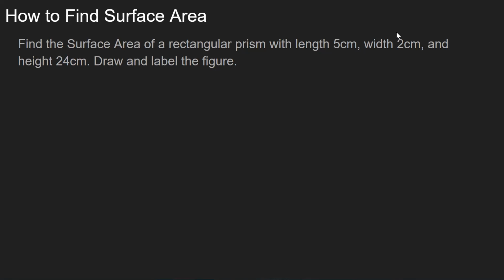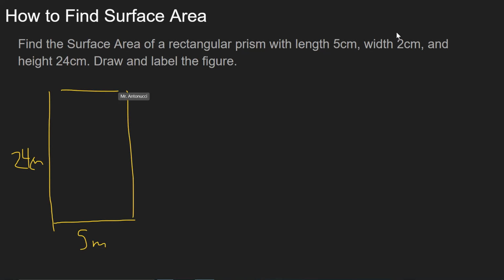So the height's 24, so I know it's pretty high, 24 centimeters. The length is 5 centimeters. Again, not really drawn to scale here. And the width is 2 centimeters.